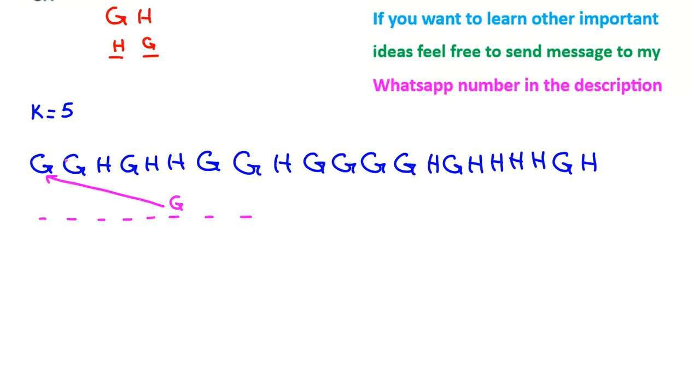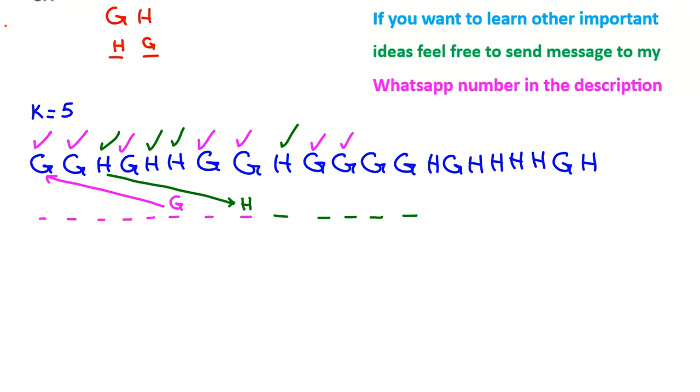So 1, 2, 3, 4, 5, 6 here. 1, 2, 3, 4, 5. It covers all these G's. Now we will see, okay, it covers this one, next one, H. Here, for this H, I place it 1, 2, 3, 4, 5 here. Let's see it covers up to which position. 1, 2, 3, 4, 5. Up to this word, it covers all these things.